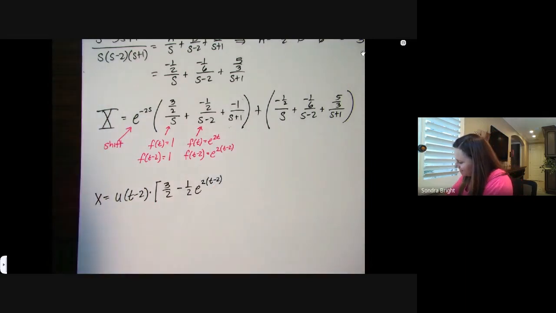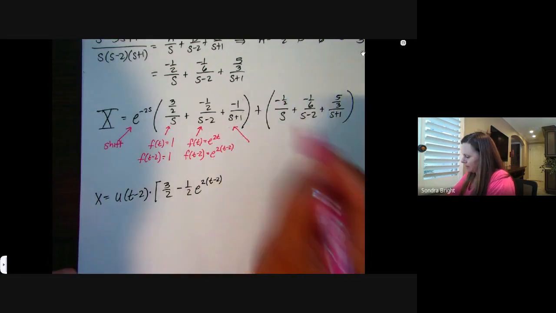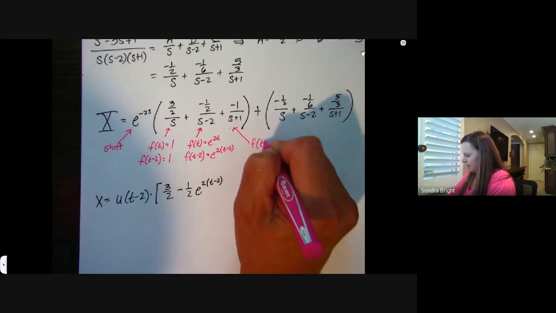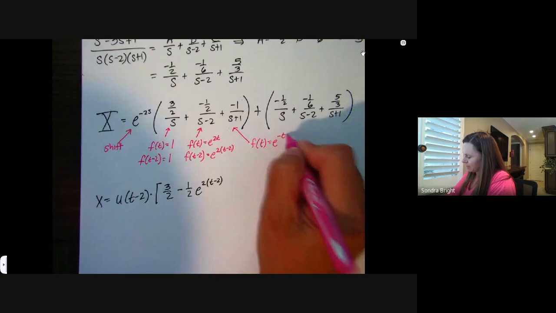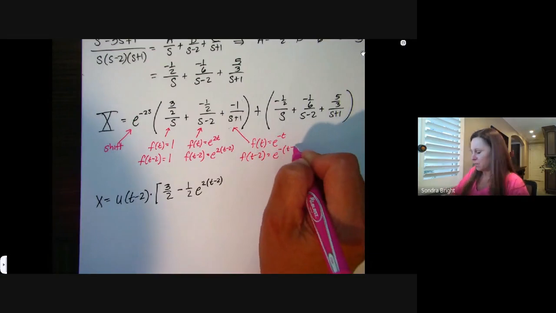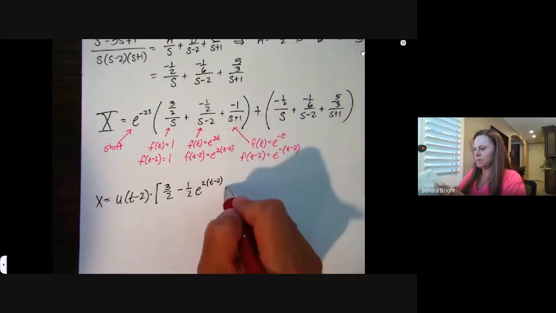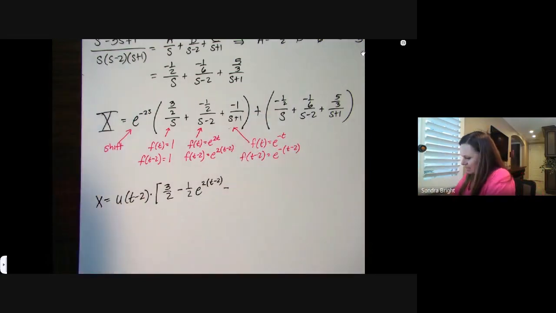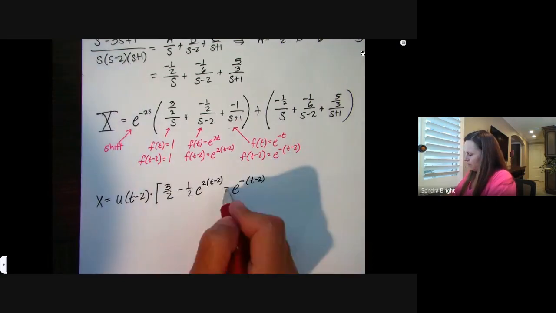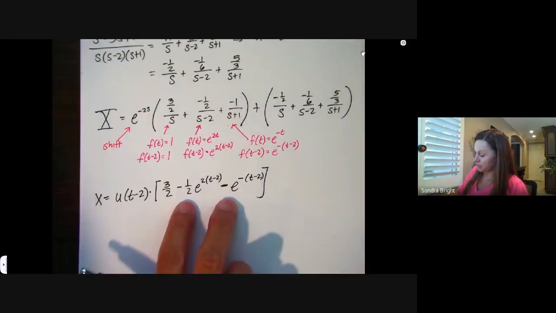This one is a negative 1 times, so little f of t will be e to the s minus negative 1, so e to the negative t. That means f of t minus 2 will be e to the negative t minus 2. And we're multiplying by a negative 1, so a negative e to the negative t minus 2. This minus sign is coming from that negative 1 there. So this was f of t minus 2 times u of t minus 2.